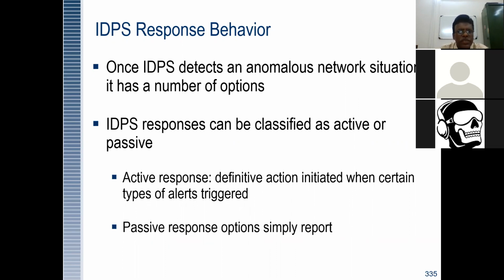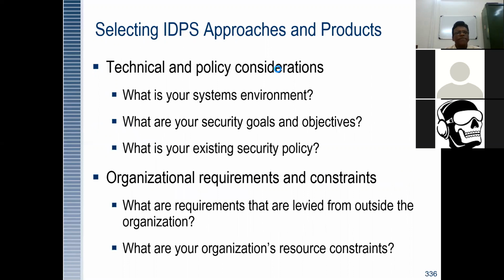With active responses, definitely an action is initiated, with certain types of alerts triggered. Whether it is a social network or WhatsApp, all are networks based on how we can trigger it. Passive response options are the available responses, a standard option being a simple report, in order to understand what is meant by IDPS.